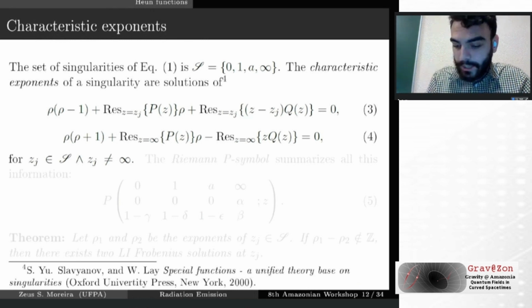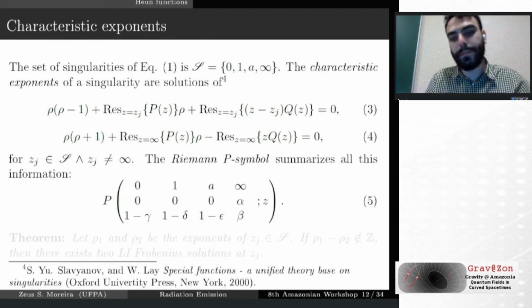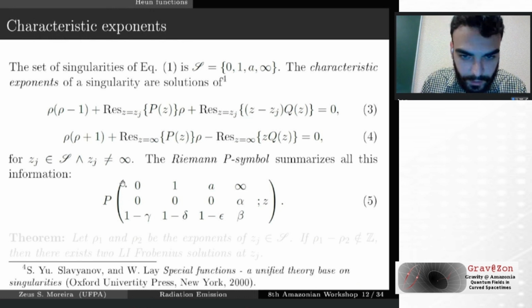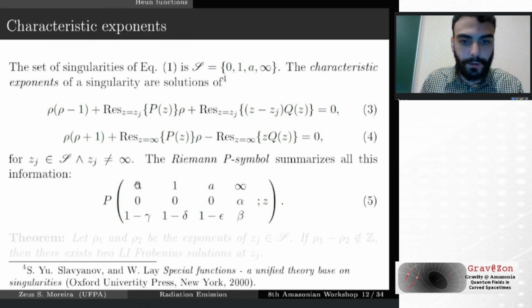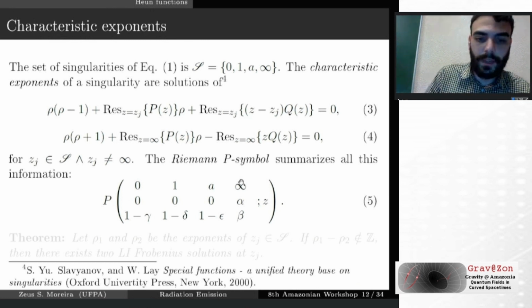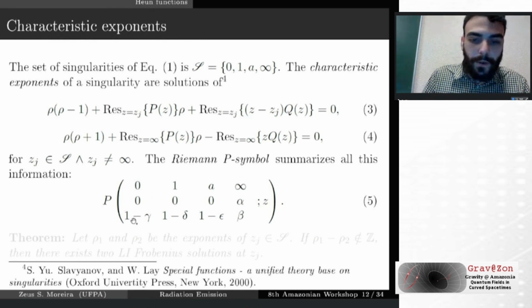And all this information can be summarized in an object that is called the Riemann P symbol. The Riemann P symbol collects the information of the location of the singularities and their respective exponents. So here in the first line of the Riemann P symbol, we have the location of the singularity. So one is located at 0, the other at 1, the other at a, and the other at infinity. And in the following two lines, we have their associated exponents.